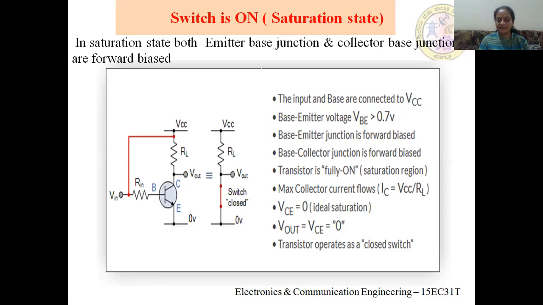What happens? The base emitter is forward biased. And the base collector junction is also forward biased. And the transistor turns fully on and maximum collector current flows. And when maximum collector current flows, this acts as a closed switch. So when input is high, it acts as an on.